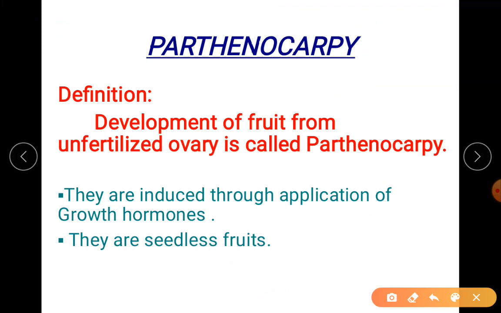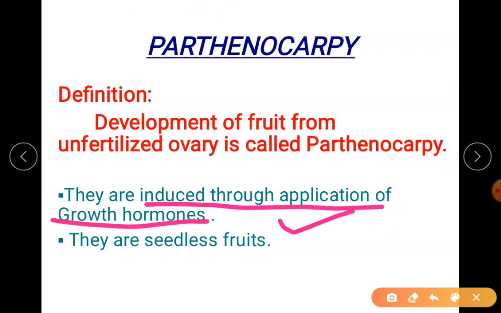If the question is asked for 1 mark, what is parthenocarpy? You have to write the development of fruit from an unfertilized ovary is called parthenocarpy. How are they formed? They are induced through application of growth hormones. This is possible in your certain cases. You might have heard about seedless grapes, seedless watermelons. So those are all induced through growth hormones. So it does not require fertilization. It is directly developing into the fruit. So that's why they are called seedless fruits.